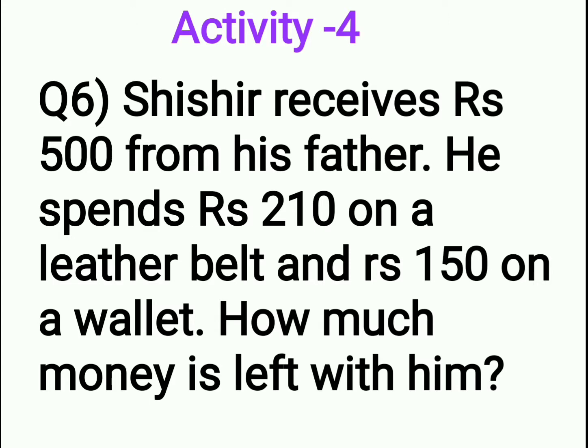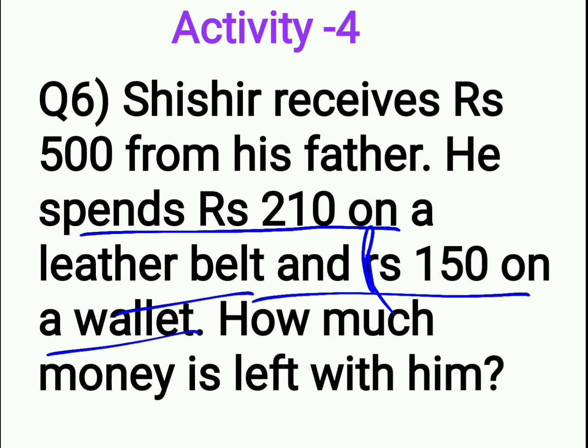Shishir received rupees 500 from his father. Clear? So you will write money received from the father. Then he spent rupees 210 on a leather belt and rupees 150 on a wallet. This means in this question there will be 2 steps. In step 1 we will find out the total money Shishir spent. Then from the amount which he has, that is rupees 500, we will subtract and then we get how much money is left with him. So let's see how we do it.